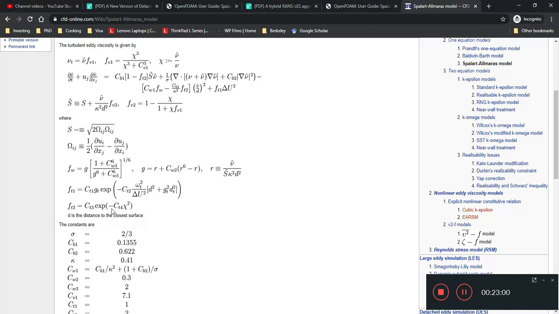That's still okay. Now the thing is, if you have a very, very low turbulence viscosity, that means nu tilde approaches 0. Nu tilde approaching 0 means chi approaches 0. Chi approaching 0 means ft2 approaches 1, right?